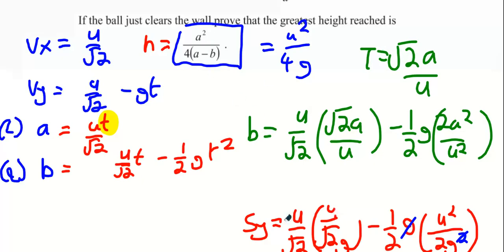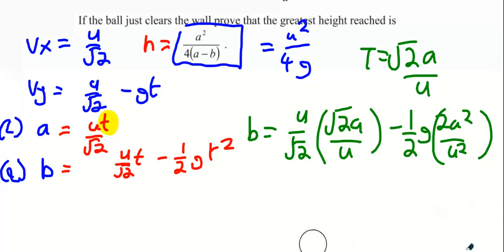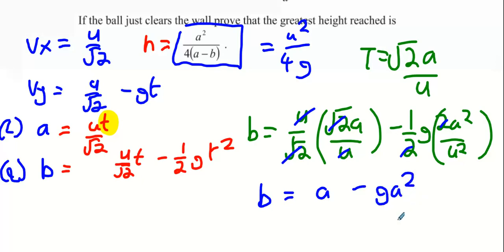Now let's see what's going on down here. I think the u's are going to cancel each other, are they? What else? What are we going to get? b equals a. Okay. What about over this side? The 2's cancel, yeah. Minus ga squared over u squared.